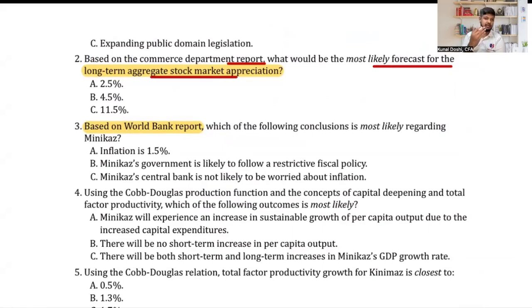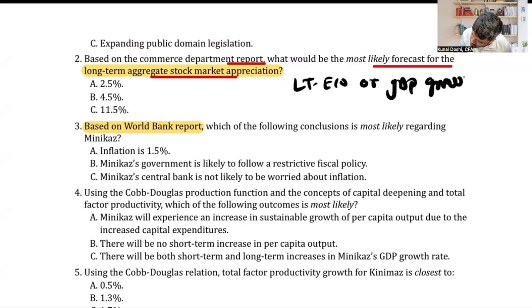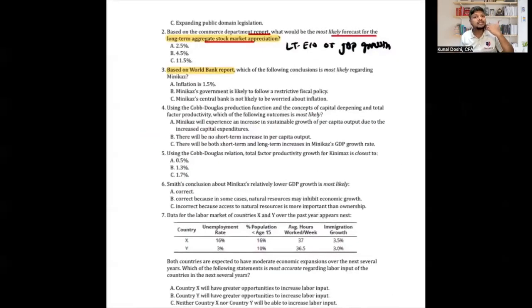real GDP. The reason I've put up this question is that we use the expected returns formula. They have not asked you to find the Grinold-Kroner model. The reason I took this question is to explain that when they say long-term aggregate stock market appreciation, you will only focus on the long-term economic or GDP growth rate. When they say long-term economic or GDP growth rate, only that is your focus. All others are not sustainable.